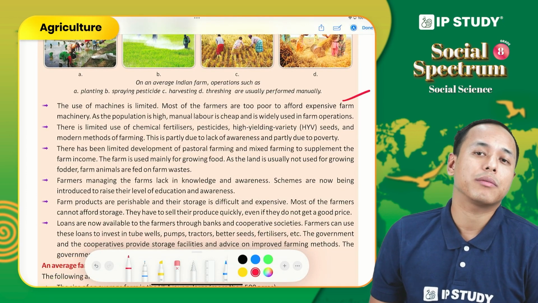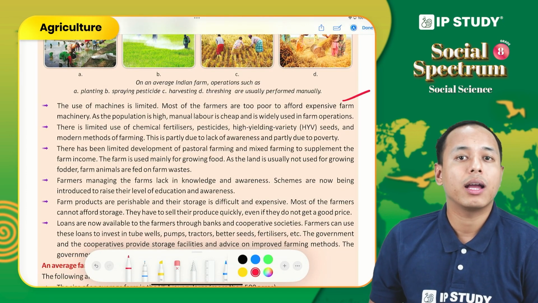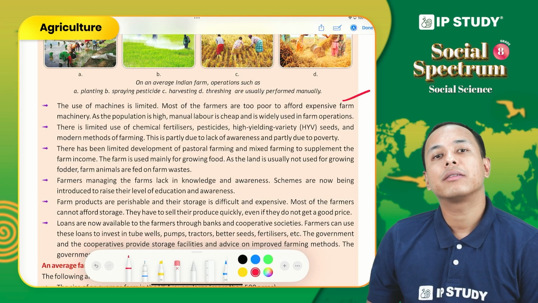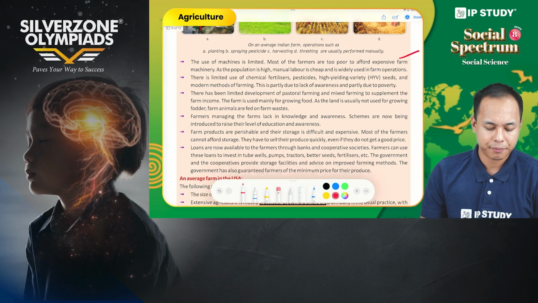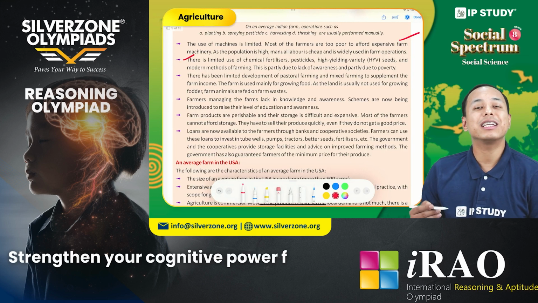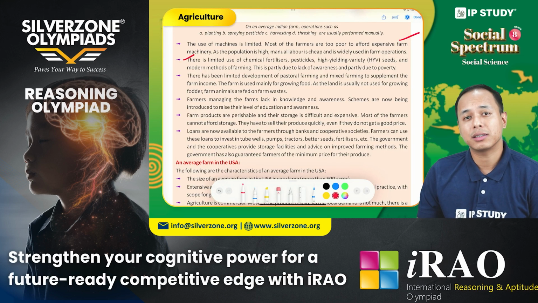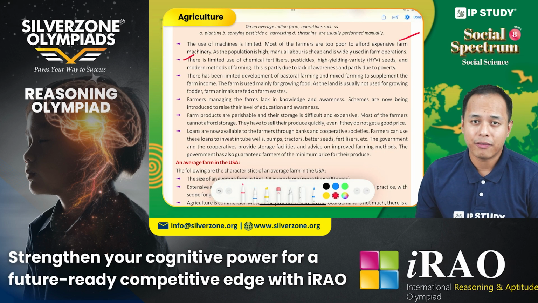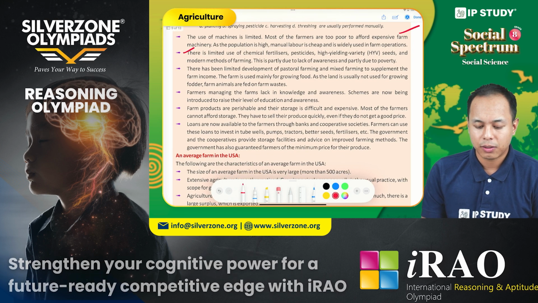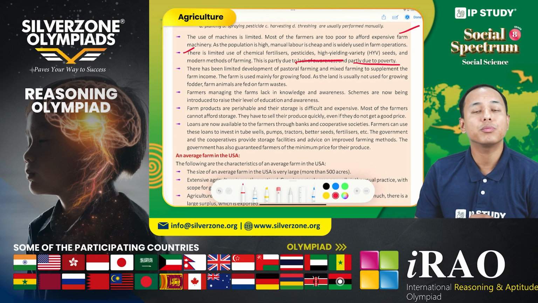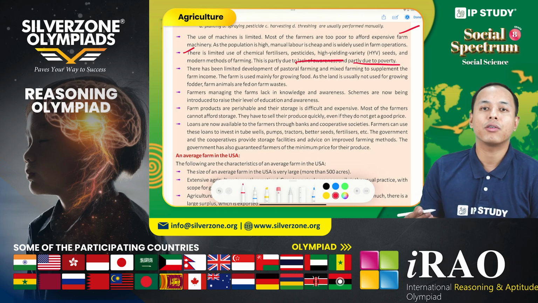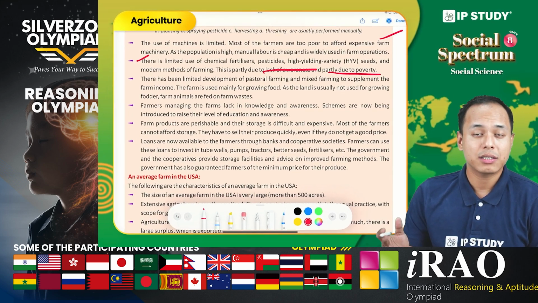It is not mechanized farming in India, and still today traditional equipment, tools are used in farming. There is limited use of chemical fertilizers, pesticides, high yielding variety of seeds. It is because of maybe lack of awareness or due to poverty, or farmers cannot afford to buy all these products.